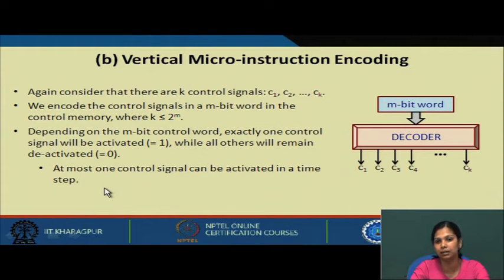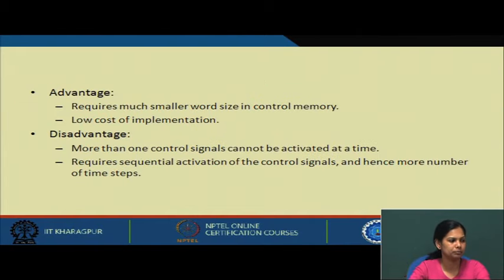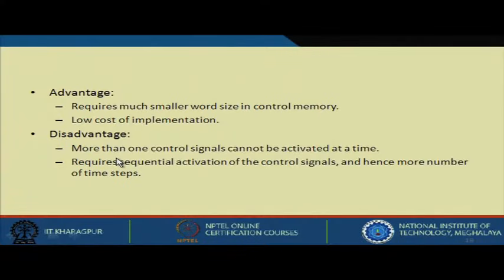So we cannot do PC out, MAR in and all those signals at one go. We can only do first PC out, then in the next step MAR in, then read, then select Y, and so on, instead of all in one step. The advantage here is it requires a much smaller word size in control memory, a low cost implementation. If you do not want high speed implementation, you can go for this. But when speed is a vital concern, this method cannot be considered. The disadvantage is that more than one control signal cannot be activated at a time. It requires sequential activation of the control signals, and hence more time steps will be required.